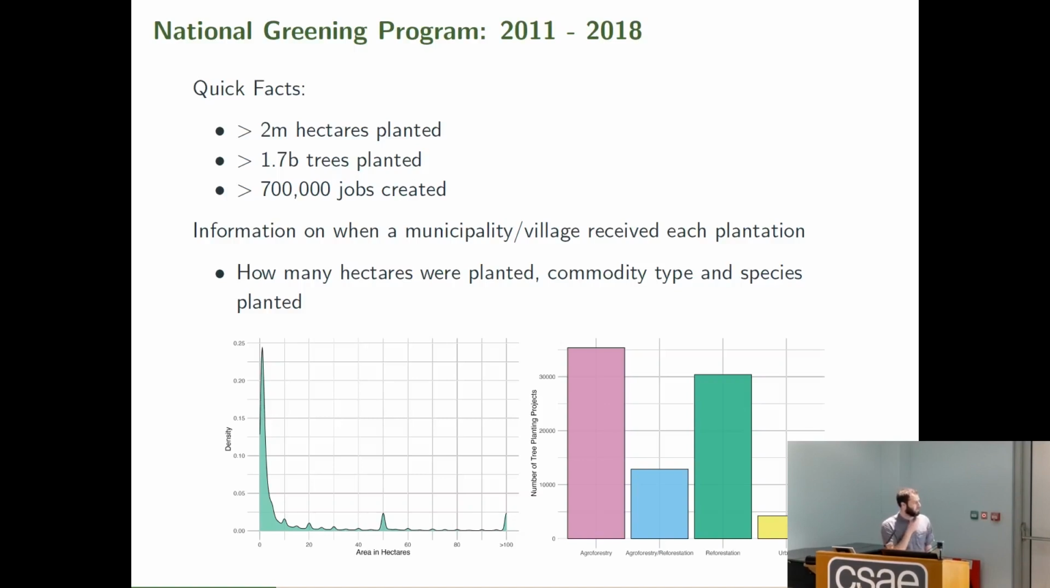Here on the left side is a distribution of the plantation size. These are over 84,000 projects, and the average plantation was 16 hectares. You can see that the distribution is quite skewed. On the right-hand side, we classify the type of projects into agroforestry, reforestation, urban, or mixed agro-reforestation. You can see that the majority are agroforestry, followed by reforestation, which you can think of as timber production or firewood production.